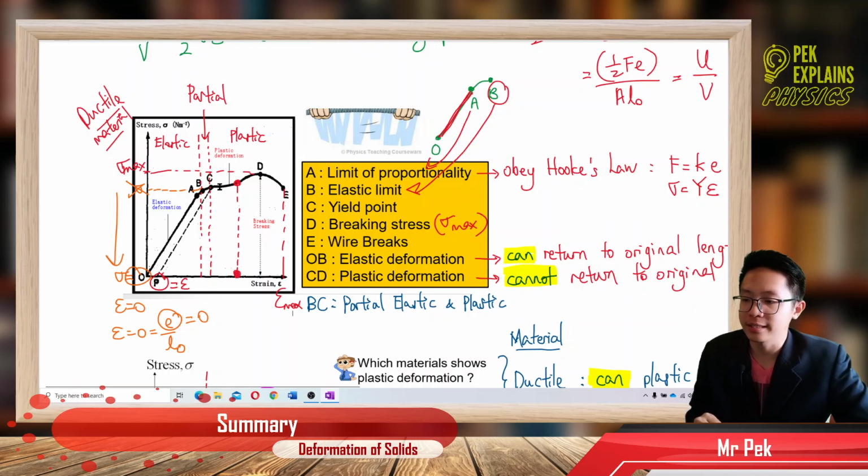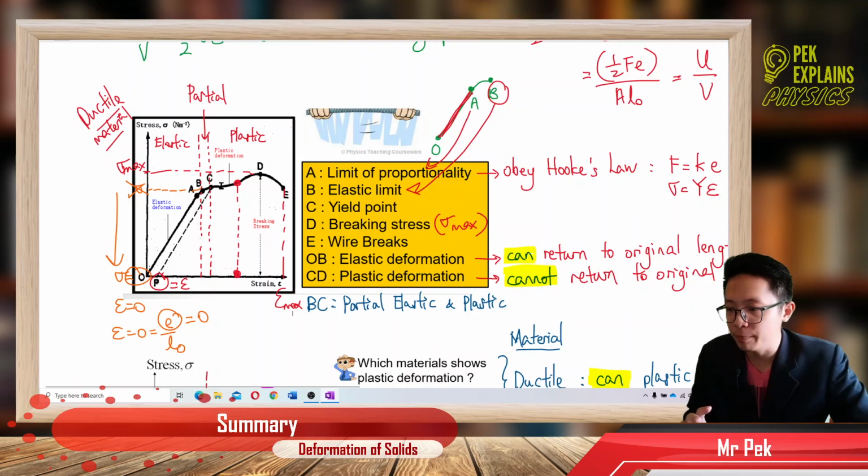But after the elastic limit, you extend to the yield point. B to C is called partial elastic, partial plastic. That means it can still go back to original length, but not entirely. It will go back to point P only. It cannot go back to point O. So you increase from O to B, it can go back to O. Increase from B to C, it can go back to P, cannot go back to O.